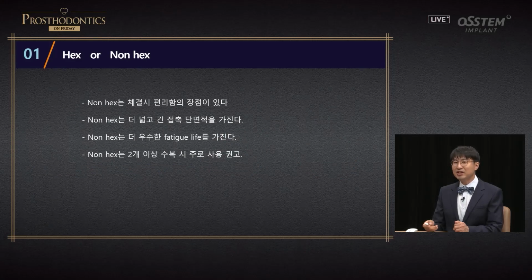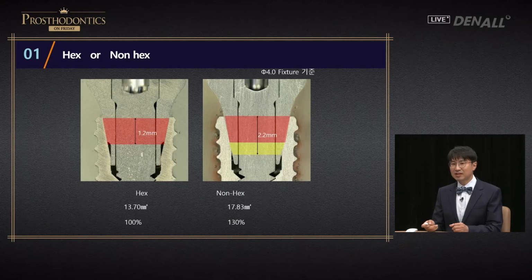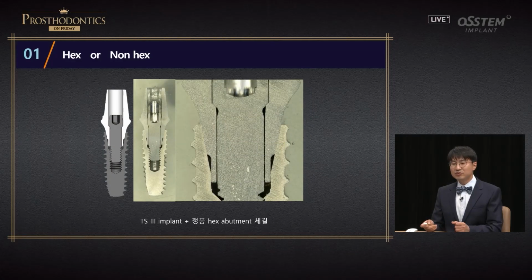Now I'm going to talk about non-hex abutment. The possibility of error upon connection is much less. Connection is wider because the contact surface is wider. If you look at the research done in Austin, you can get good fracture fatigue life. In the case of non-hex, it is recommended to use it in the case of 2 or more cases. If you look at this section, as for hex type, there is a 10 micrometer gap. And because non-hex has a wider contact surface, non-hex has more fatigue life.